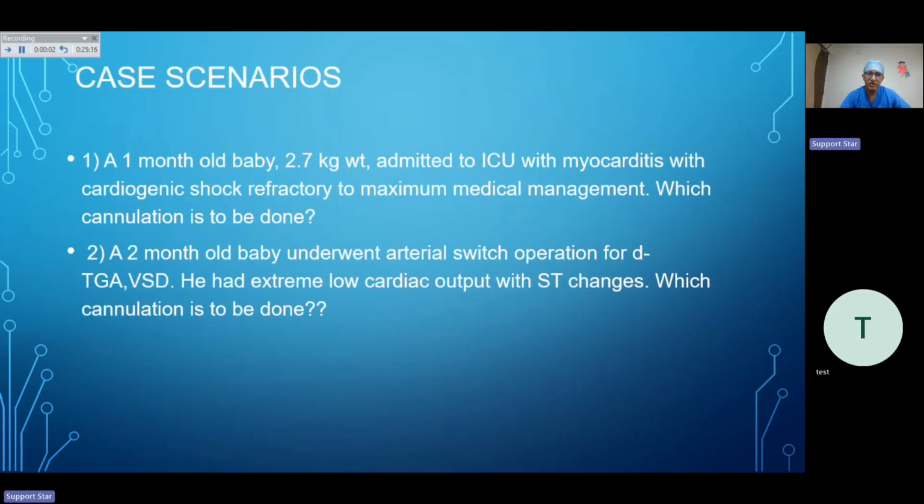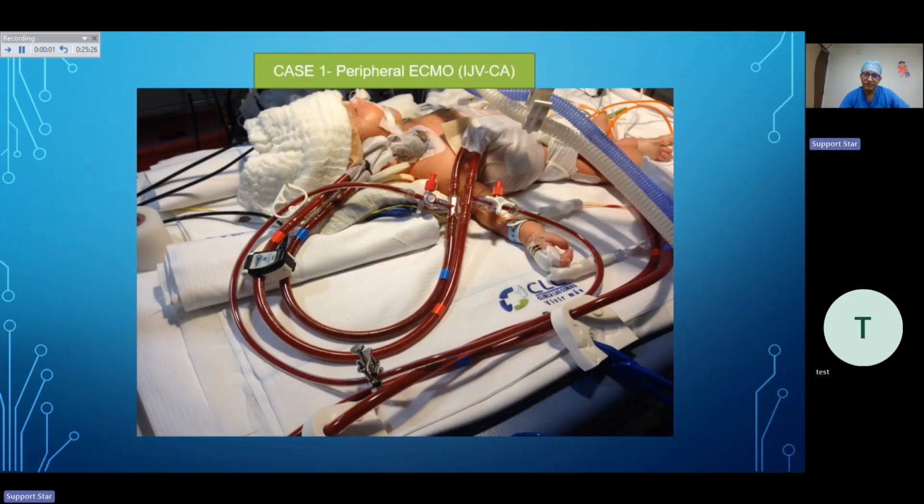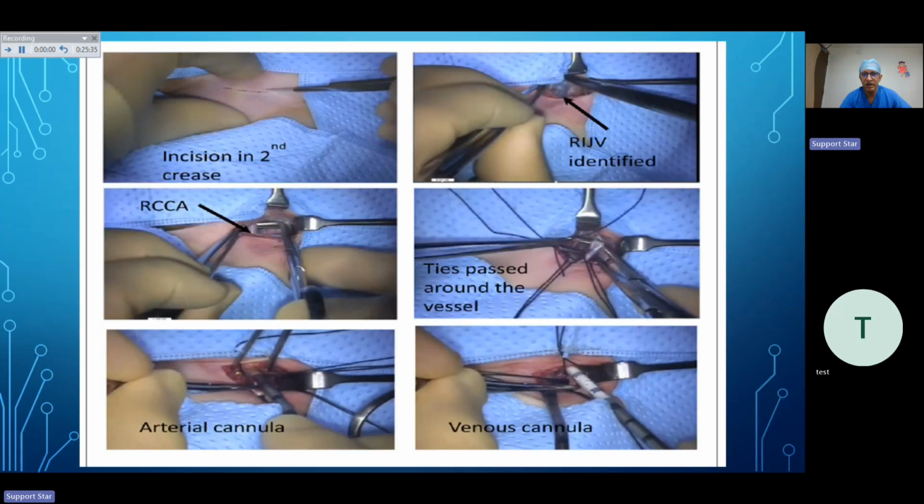Let's proceed to case scenarios. The first case scenario is a 1 month old, 2.7 kilo baby with myocarditis with refractory cardiogenic shock. So which cannulation is to be done? This is a VA ECMO. You can see the drainage from the internal jugular and return to the carotid artery here. So it's peripheral ECMO. You take an incision in the second crease and then you cannulate both the vessels.